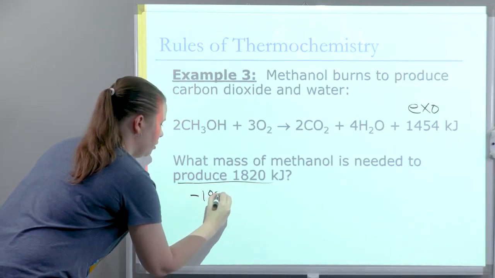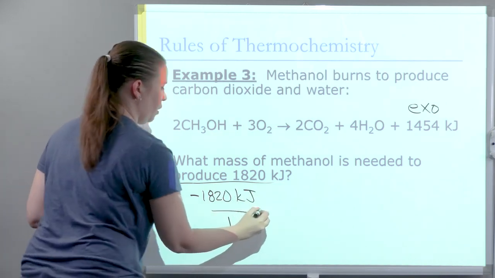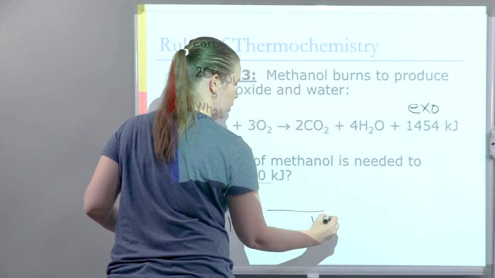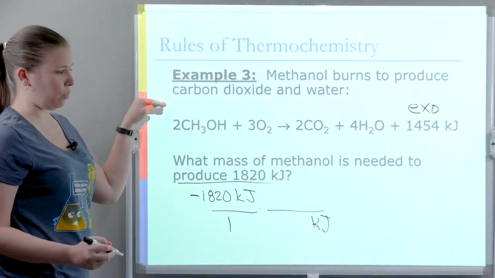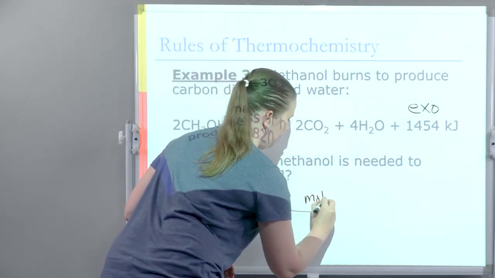Negative 1,820 kilojoules over 1. So I want to get out of kilojoules. I'm going to go ahead and bring that to the bottom. And from the equation, I know I can relate kilojoules to moles. So that'll be my next step.